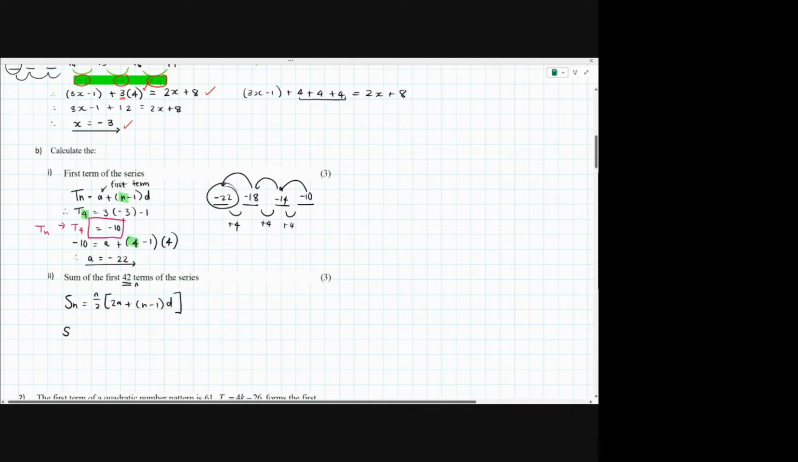So we want the sum of 42 terms, which means in place of n, I'm going to substitute 42, so 42 over 2 times 2 a. Now, a, remember, is your first term. We just wrote that down. And we've worked out that our first term is equal to -22 plus n, which is the 42 terms I'm adding together, minus 1, times my difference, which is that +4 I'm adding each time to get my next term.